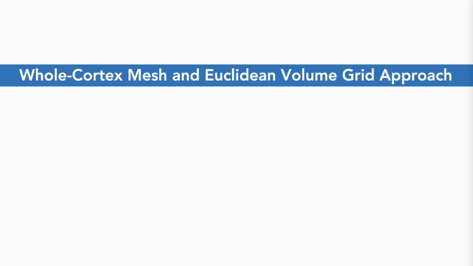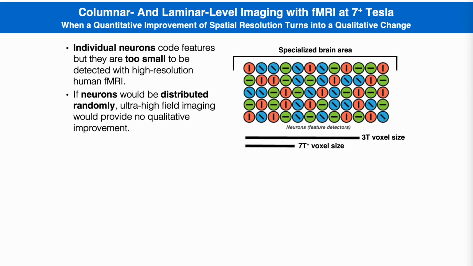So now what is the difference between these two tools? Why did I do this Euclidean volume grid approach? Is the cortex mesh not enough? Before I do that, I want to stress one point, because the viewers, we talked about the viewers.